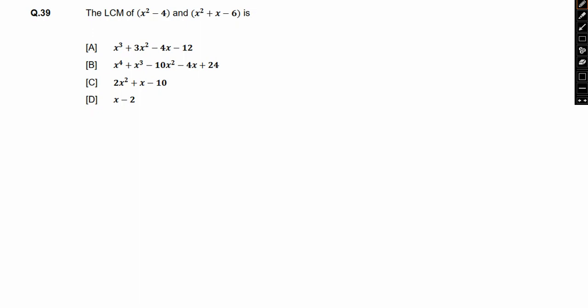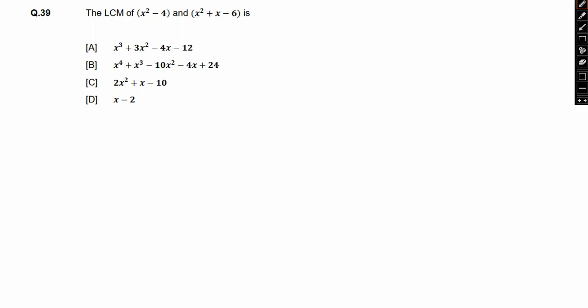So in this video again we'll be continuing our discussion with questions from the HSEE 2019 quantitative aptitude section. So the question that we'll be dealing with is question number 39. So let's take a look. LCM of x square minus 4 and x square plus x minus 6 is. So we are given two quadratic equations and we need to find the LCM.